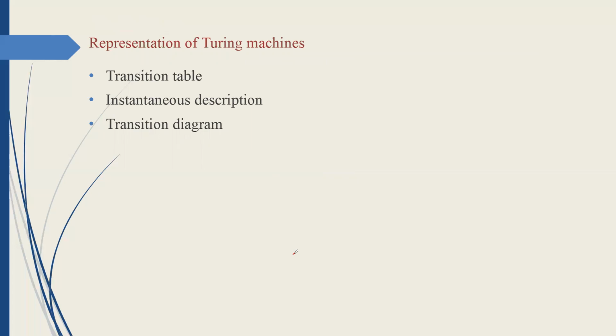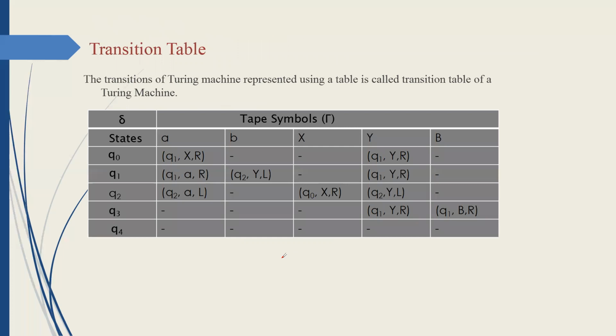So we have seen how to define a Turing machine, and then we have seen the different components of a Turing machine, or the model of a Turing machine. Next, coming to the representation of a Turing machine. The Turing machine can be represented in 3 different ways. Which are those 3 different ways? One is by transition table, next by instantaneous description, and next by the transition diagram. There are 3 different ways to represent the Turing machine.